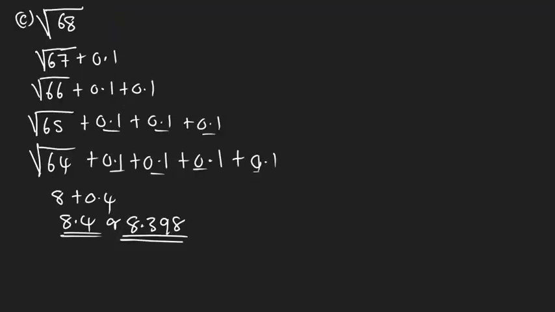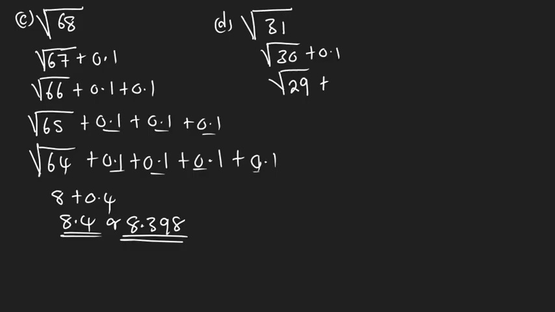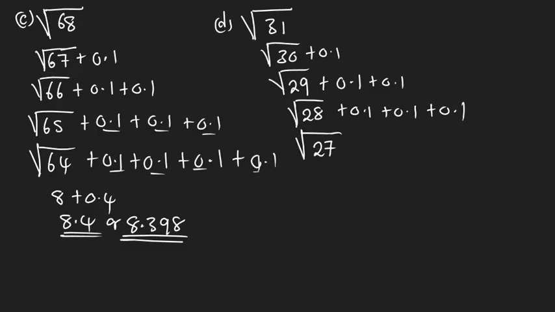Square root of 31. To find the square root of 31, we use the same concept. So we're going to say square root of 30. Okay? You can say the square root of 30 plus 0.1, square root of 29 plus 0.1 plus 0.1. Okay, then square root of 28 plus 0.1 plus 0.1 plus 0.1. The key is to simply target a perfect square. Reduce it down till you have a perfect square.